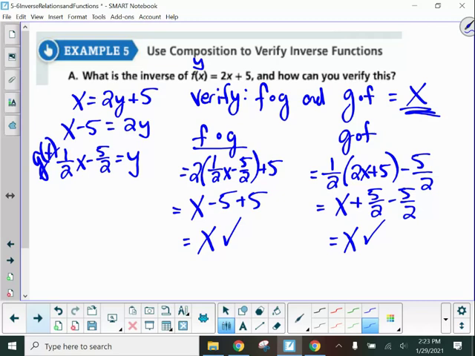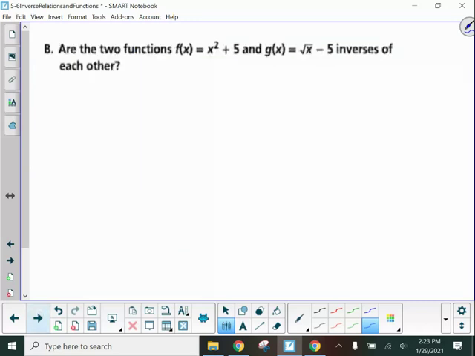Our next part of this example, because this is part A, is going to build on this. It says, are the two functions x squared plus 5 and the square root of x minus 5 inverses of each other? So again, we could graph, or we can check our f of g.